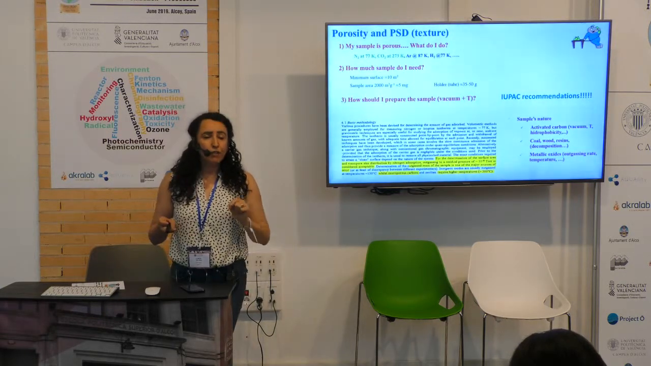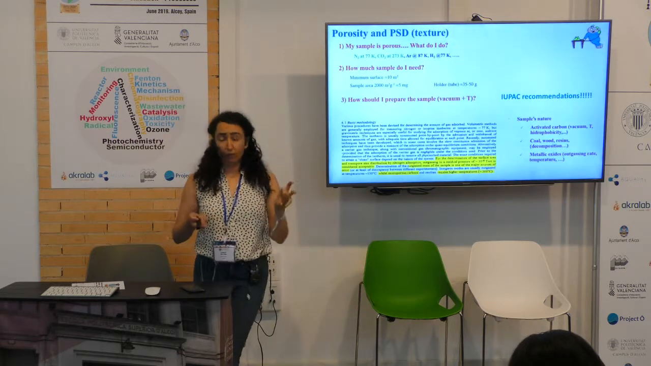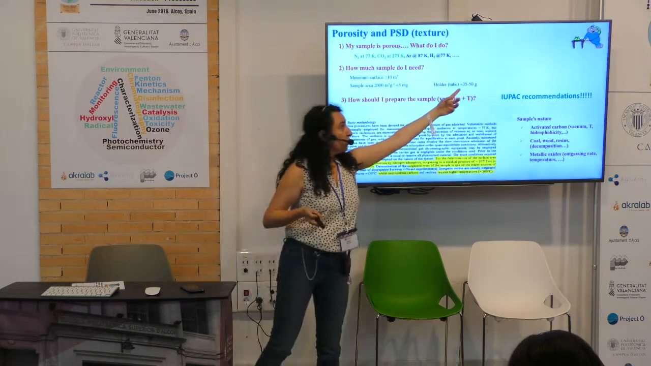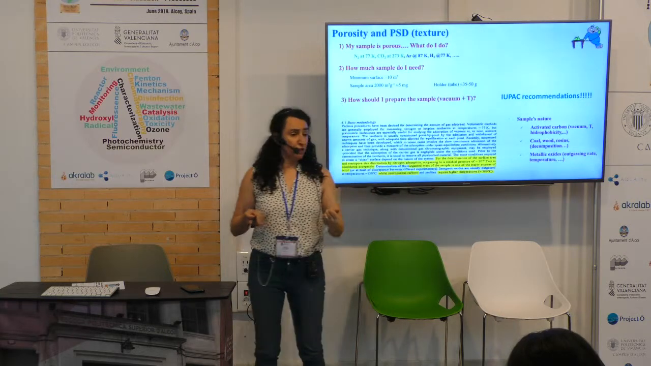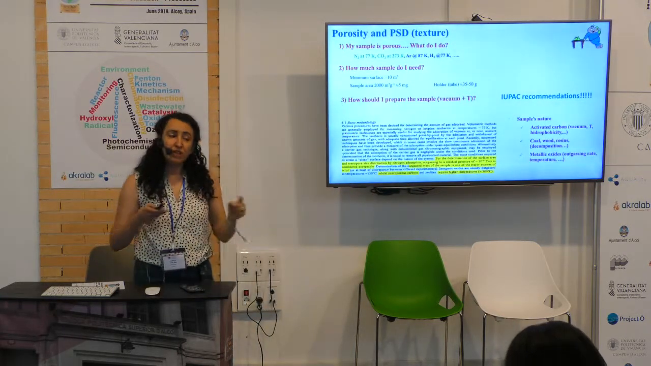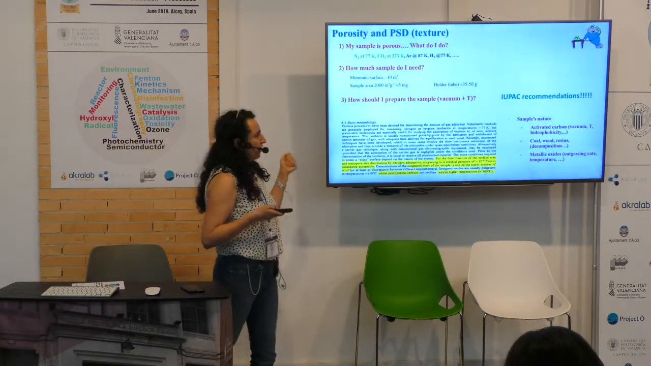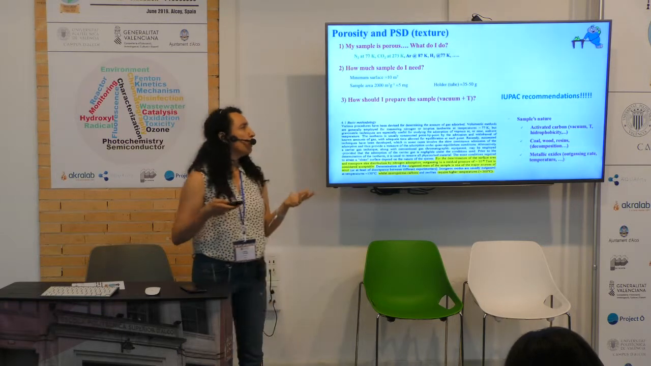However, you have to place the 5 milligrams inside the tube holder, the holder of the sample, which usually weighs 35 or 50 grams. So you also have to take into account the error which is associated with this imbalance of the weight. The third question would be, how should I prepare the sample?